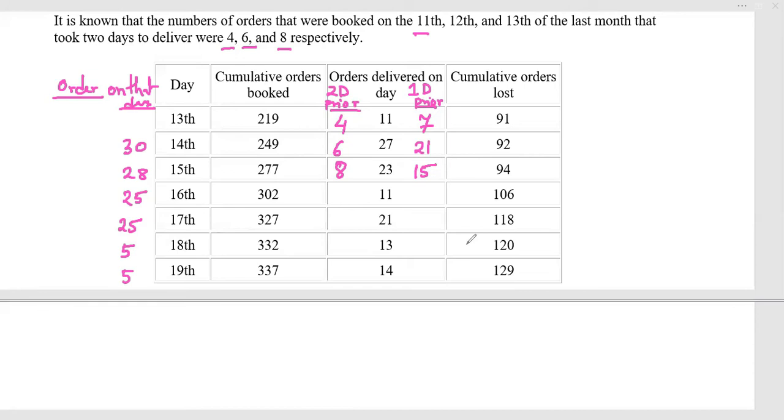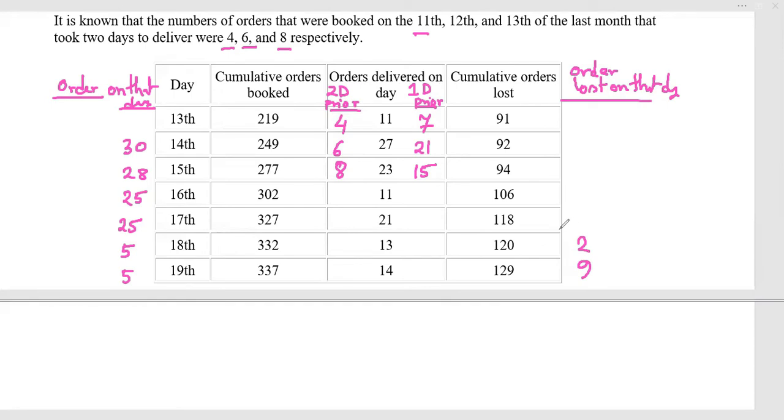Now, to fill all the data, we need to again understand the logic behind it. There is another thing: cumulative order lost, so the order lost on that day. On a particular day, I can find the order lost with cumulative data. Like here, 129 on the 19th, but earlier it was 120. So on this day, 9 orders were lost. Difference between 129 and 120. Same thing if I do here, it would be 2.